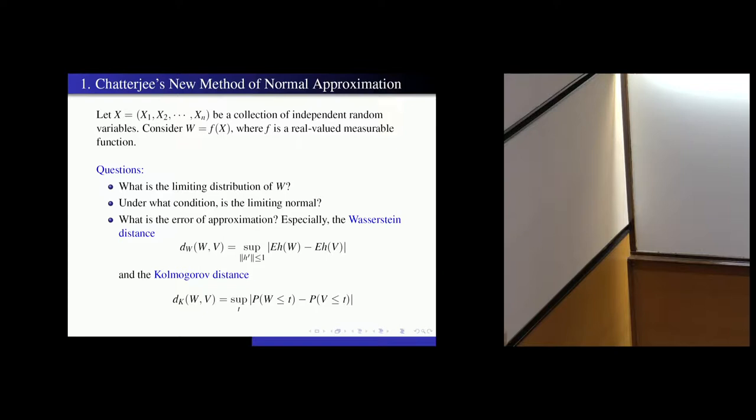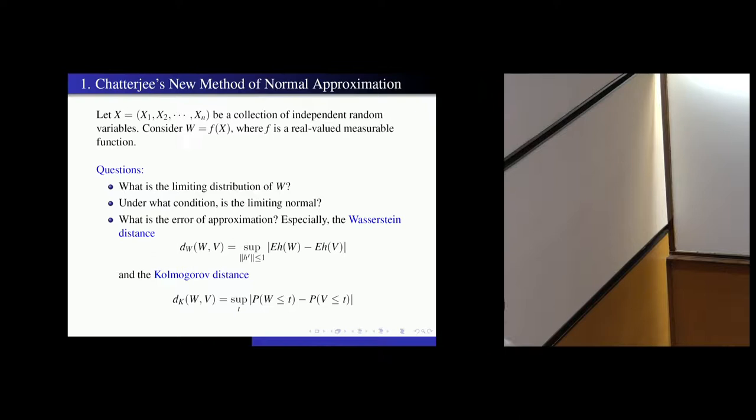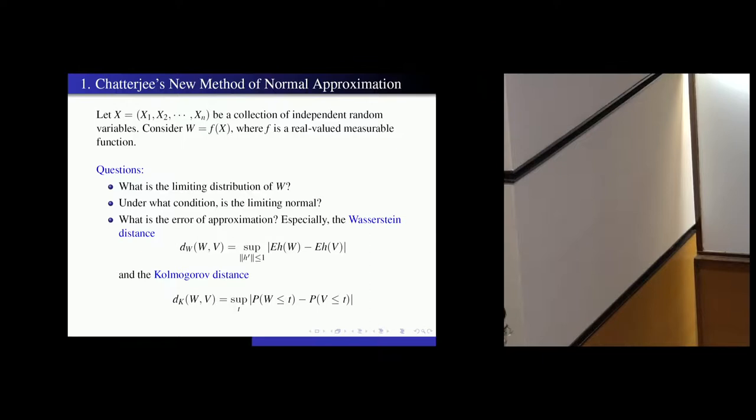So the first question, of course, we want to know is what is the limiting distribution, and mostly we want to see under what condition the limiting distribution is normal. And then the second question is what is the error of approximation, and especially we want to see the distance, the L1 norm, which you have seen that definition many, many times, and also the Kolmogorov distance between W and V, supposing that V is the limiting distribution. Those are two quantities.